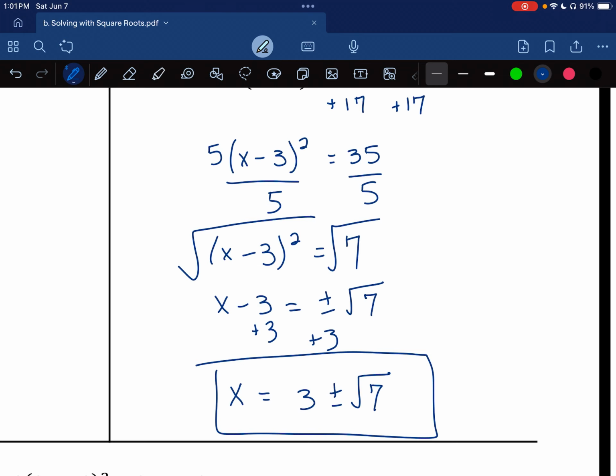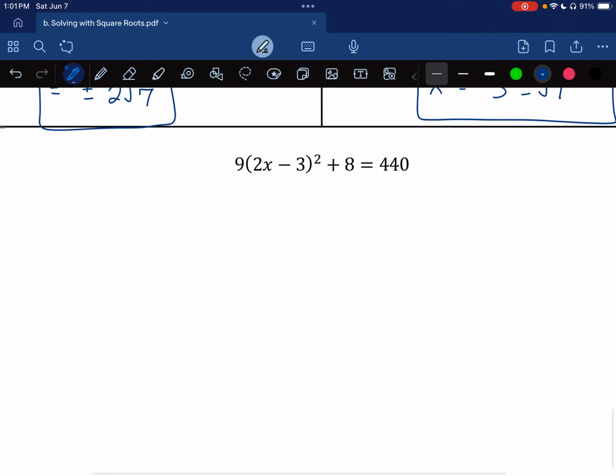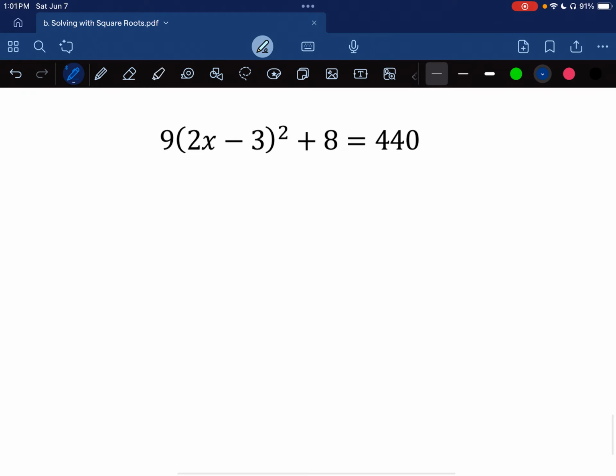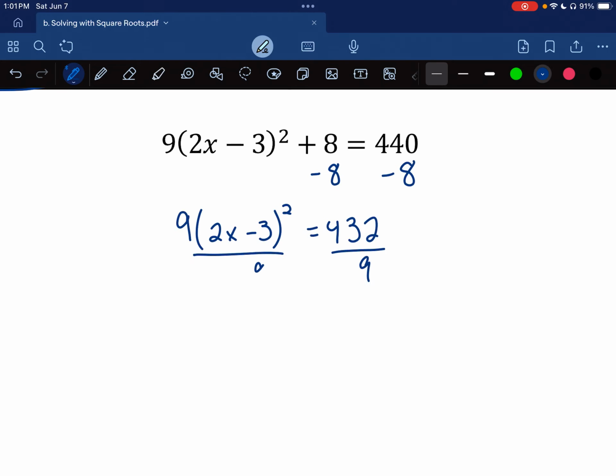All right, y'all, we've made it to the very last question. Okie dokie. So we're going to subtract 8 from both sides, following good reverse order of operations, taking care of that first before the multiplying by 9. So this is going to be equal to 432. Divide both sides by 9, and we're going to get (2x minus 3) quantity squared is equal to 48.